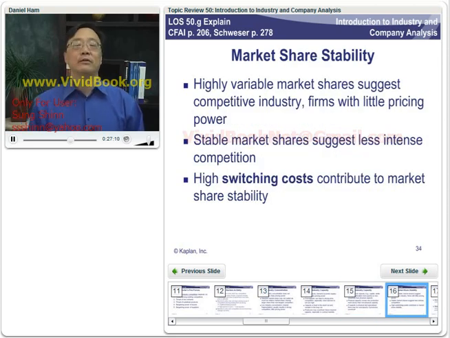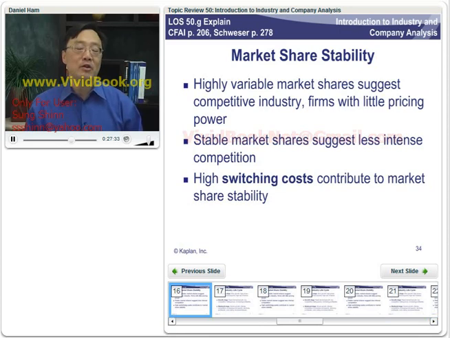Then the last of the four is market share stability. If you're in a highly variable market share, it suggests a lot of competition. What does that mean? Low profitability, low pricing power. All else being equal, if you're in the industry, you want to see stable market share, because that means you have less competition and you have pricing power. The last point here is that switching cost contributes to market share stability.